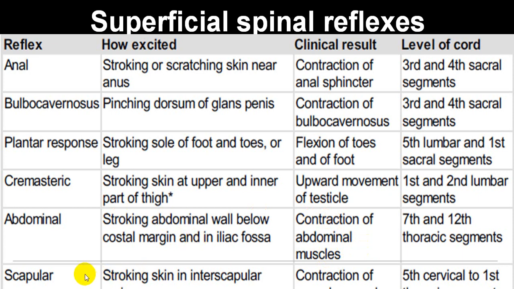While scapular reflex is usually not done, it is stroking the skin in the interscapular region. You get the contraction of the scapular muscle and the root value is C5, C6, C7, C8 and T1. By and large, this is not commonly done.